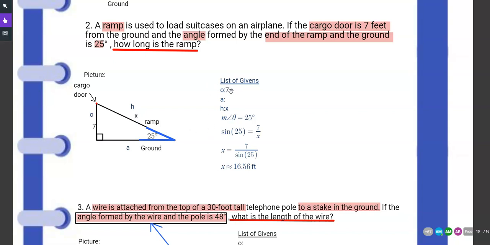So that means I have information about opposite, which is that it's 7. I have x as the hypotenuse, which is what I want to know. And the angle is 25 degrees. Opposite, hypotenuse, so sine. Sine of 25 is equal to 7 over x. Again, same thing like we did up there. We just switch the x to the left. And we get that x is approximately 16.56 feet.